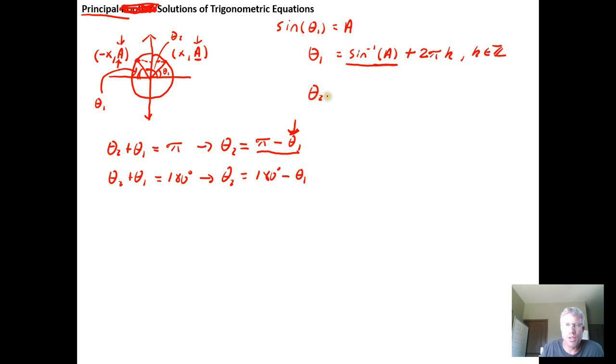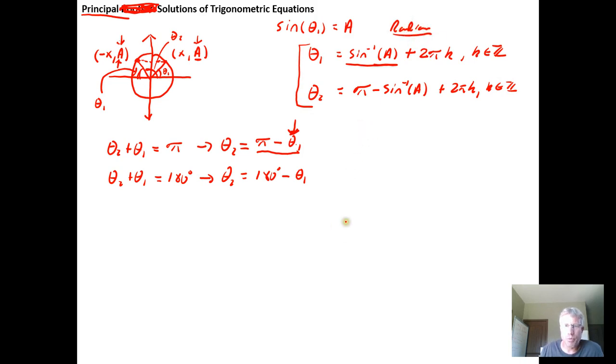Theta 2, the other set of angles that generate the same side ratio, will just equal pi minus the sine inverse of a. Remember, this right here is actually theta 1, so we get pi minus theta 1. And then we're going to go plus 2 pi k, where k is an integer. This is radian world.